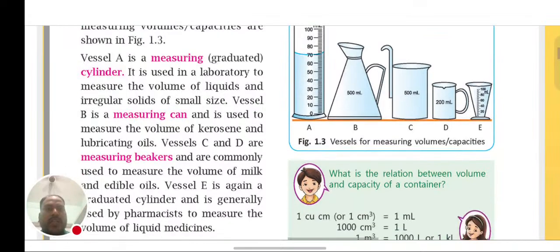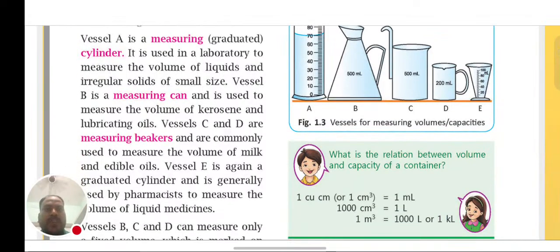Now the next one is given, vessel B is a measuring can. This is a measuring can. Yes or not? You have seen in your village, in your areas, when you go to take kerosene or oil at the petrol pumps, if you take a bottle and ask for petrol, they will give it through these vessels only. Yes or not?